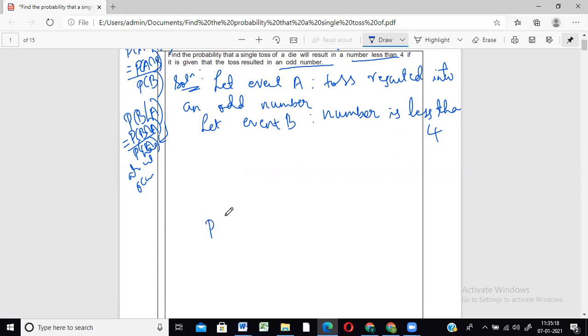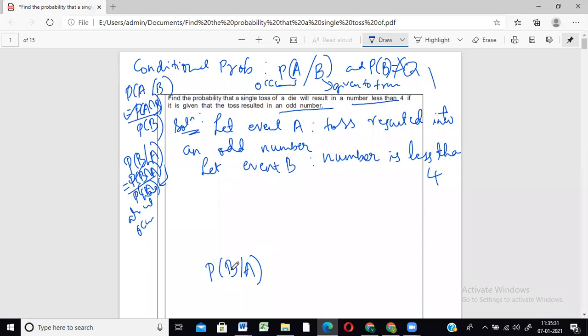It will be P of this one or this one, A such that B or B such that A. Of course, it will be probability of B such that A, no? Because here B is something, probability of occurrence of a number when this thing is tossed, the number should be less than 4, under the given condition that it is an odd number. So here the event A we have taken as odd number. So this is something we have to find.